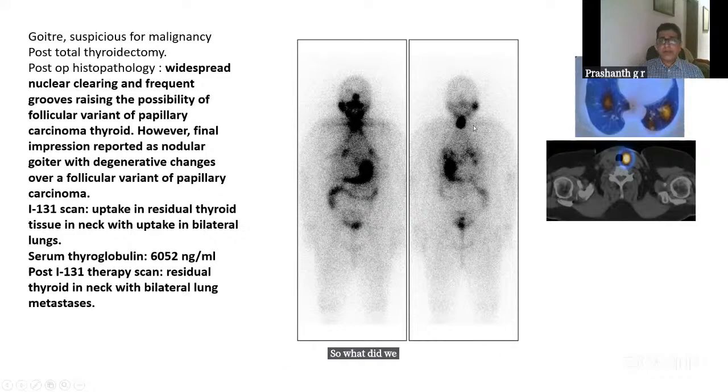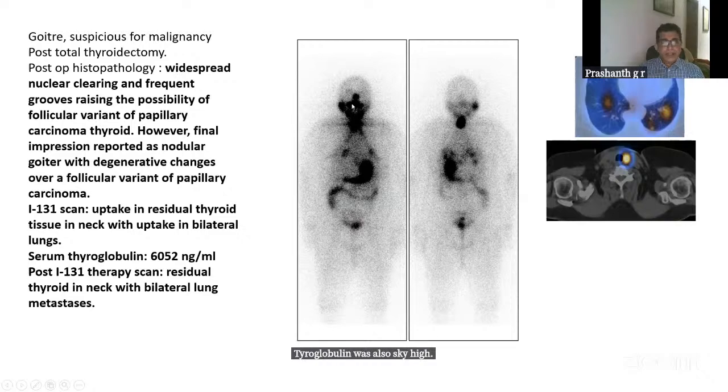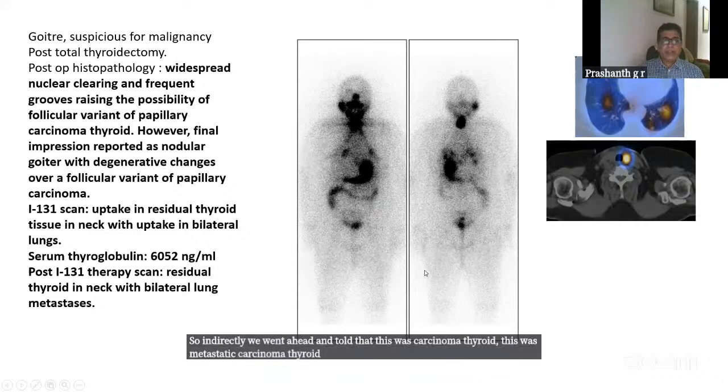Not only did we demonstrate residual thyroid tissue here in the neck, the patient had bilateral lung metastasis. Thyroglobulin was also sky high. So indirectly, we went ahead and told that this was metastatic carcinoma thyroid, and subsequently the patient underwent radioiodine therapy.